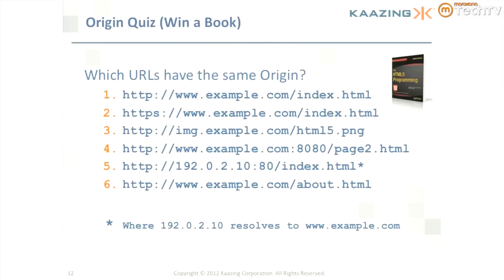Excellent. So what I wanted to point out here is that 1 and 6 are the only ones that have the same scheme, host, and port, right? So it's the exact match. For example, the IP address that actually resolves to that same host name is not the same. The browser sees that as a different origin. And that's kind of important. You can run into a lot of small issues with that. Also, subdomains are not on the same origin.